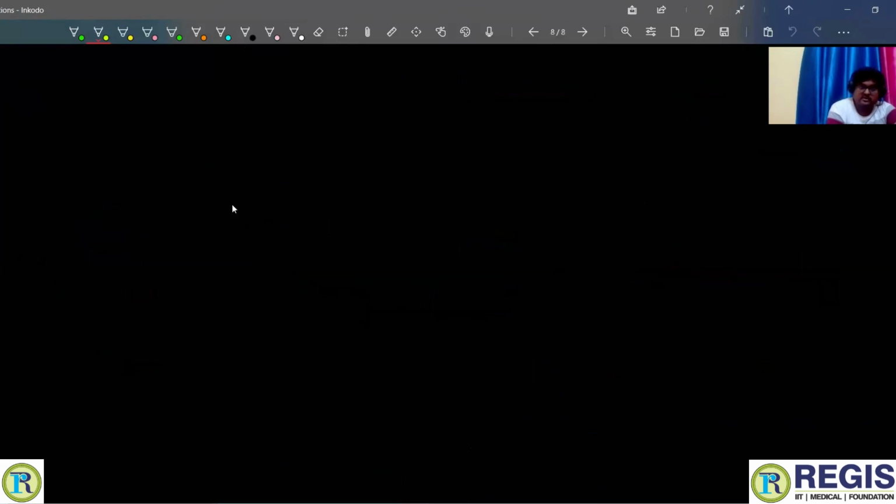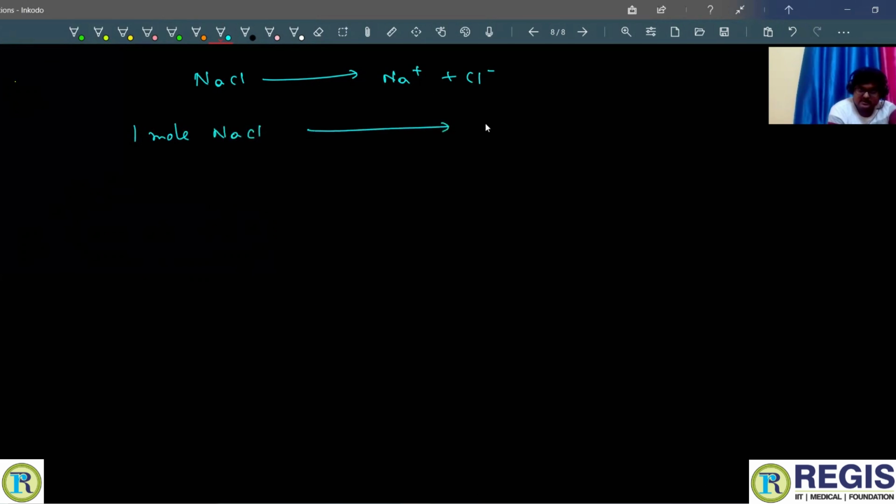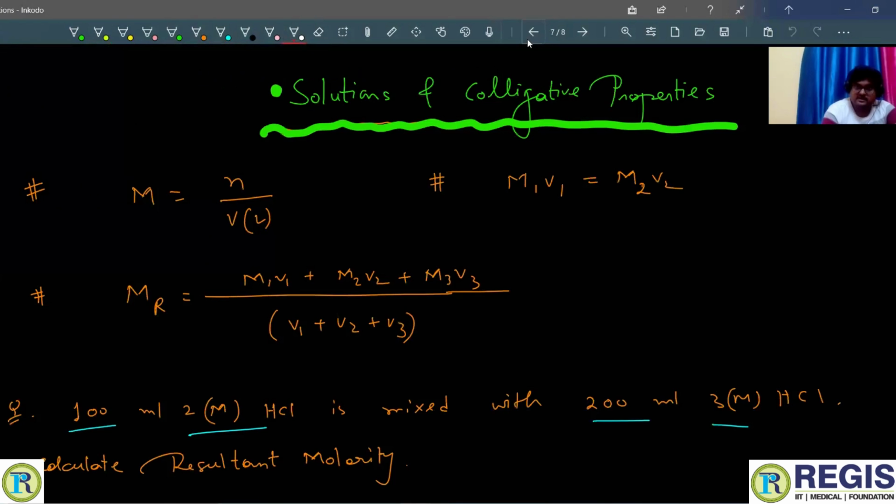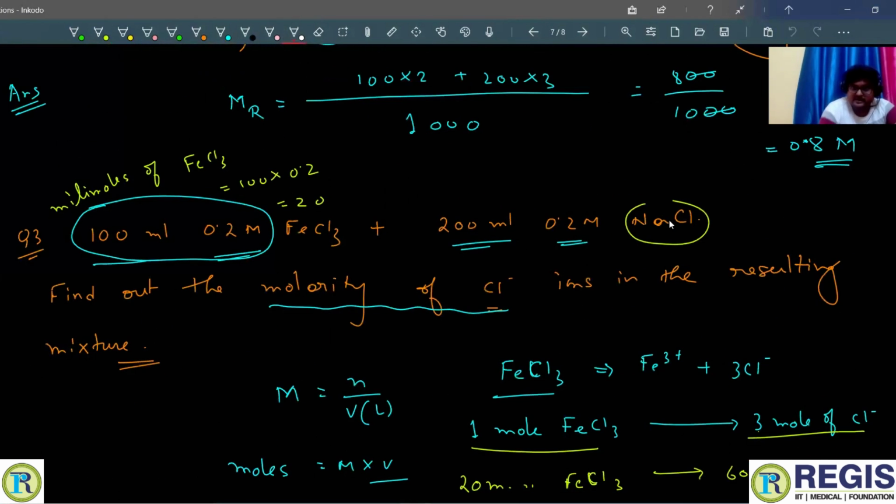Now go for NaCl. Calculate the NaCl part also. For NaCl, after dissociation, it gives Na plus and Cl minus. You can easily write this. From here, 1 mole NaCl gives 1 mole of Cl minus. And how many millimoles are given here? The millimoles of NaCl is 200 into 0.2. So millimoles of NaCl.